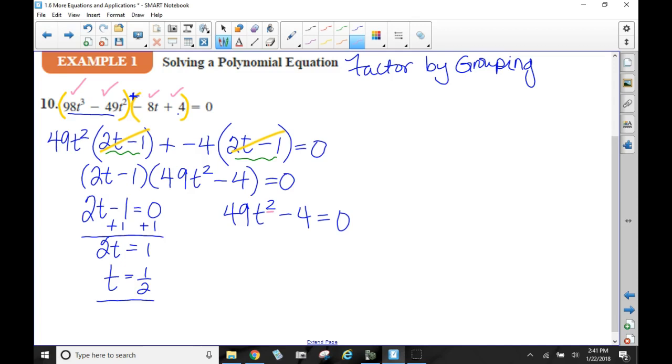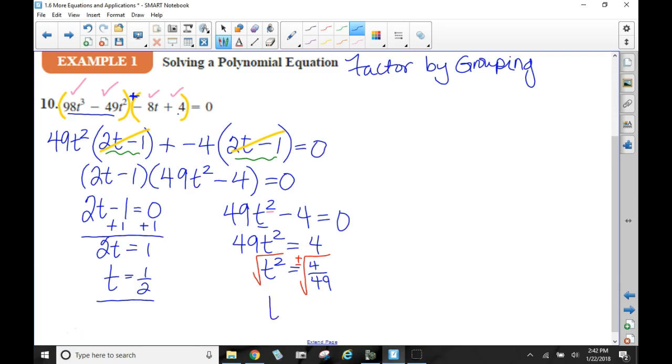I think the easiest way to solve this, the most efficient way, is to isolate the t squared by adding 4 to both sides. So we have 49t squared equals a positive 4. Divide both sides by 49, and we'll have t squared equals 4 over 49. Now, just to get what t is equal to, I'm ready to take the square root of both sides. Now, don't forget, when I take the square root of both sides, don't forget your plus and minus. That gives us the two solutions we need.